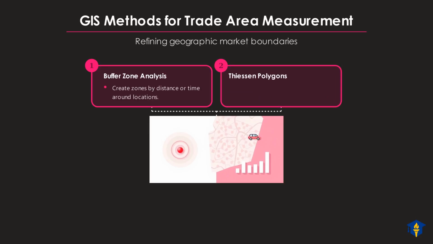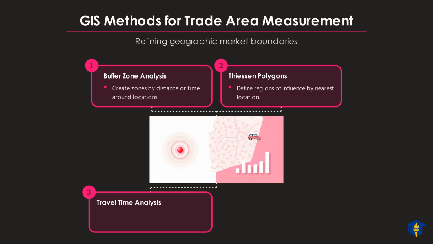Another powerful method is using Thiessen polygons, also known as Voronoi diagrams. These define regions of influence, with each point closest to a specific location. Travel time analysis offers a more realistic view of accessibility. This method accounts for complex road networks and actual traffic conditions.